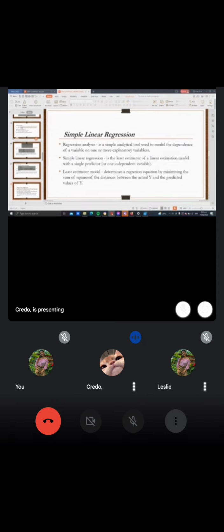Next will be the simple linear regression. So, regression analysis is a simple analytical tool used to model the dependence of a variable on one or more explanatory variables. And simple linear regression is the least squares estimator of a linear estimation model with a single predictor or one independent variable. The least squares model determines a regression equation by minimizing the sum of squares of the distances between the actual y and the predicted values of y.